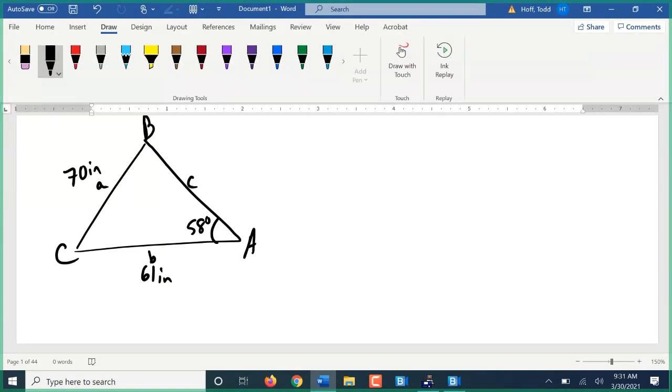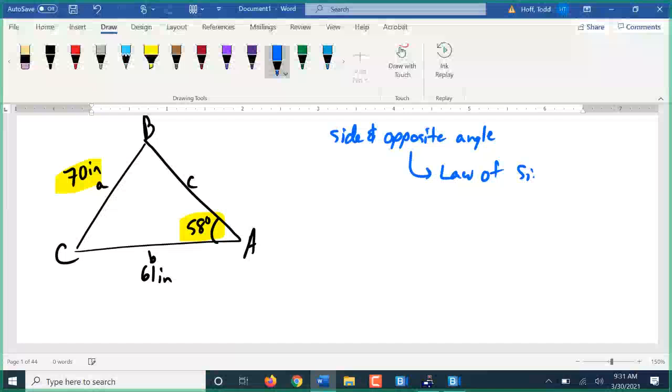there is an important thing here. First of all, we do have a side and its opposite angle. So since we have a side and its opposite angle, or an angle and its opposite side, whichever way we want to look at it, we can use the law of sines. We must have that combination in order to use the law of sines.